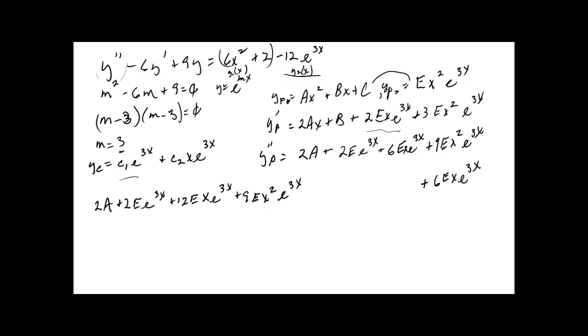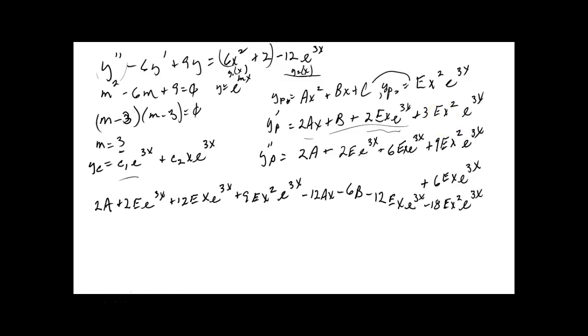Let's see about our minus 6 y prime. So it's minus 6 times 2, so that'll be a minus 12ax, minus 6b, minus 12e x e to the 3x, and minus 18x squared e to the 3x. Okay, I'm doing minus 6 times this line. I hope I did it right.